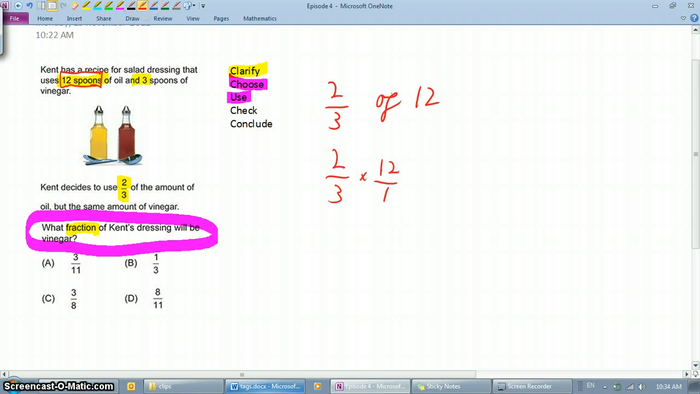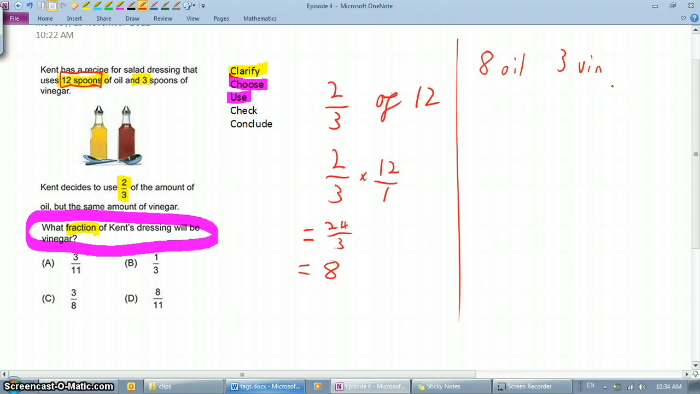So where was I? 2/3 times 12 over 1 is going to be equal to 24 over 3, which is going to be equal to 8. So he is going to use 8 spoons of oil instead of 12. Okay, so if we mix that back in, we have 8 spoons of oil, and we still have 3 of vinegar.